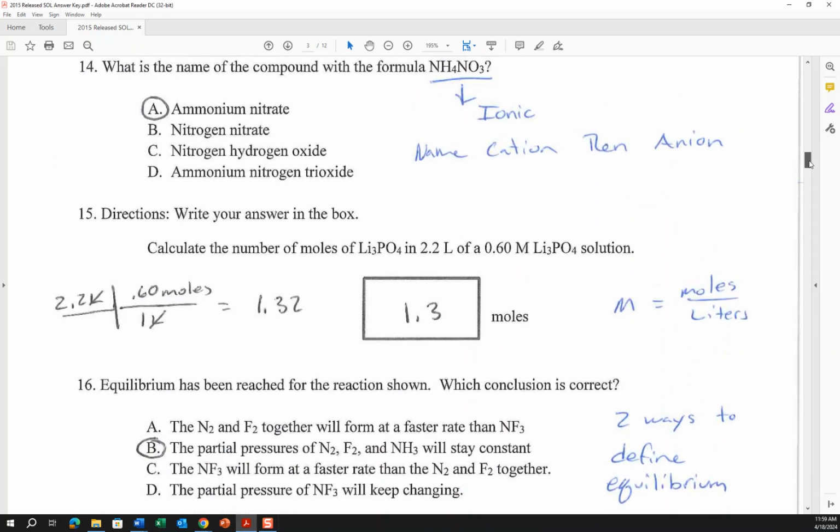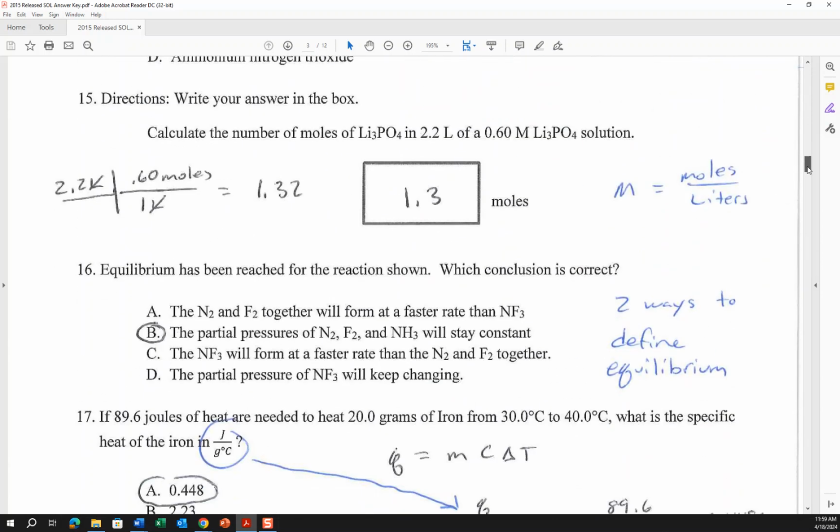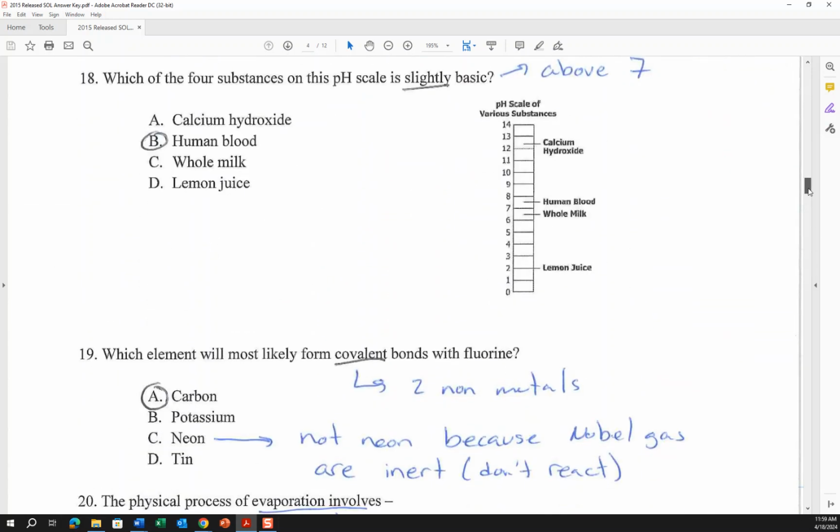Right, guys. So this is part two of going over the 2015 chemistry SOL. On part one, we finished on question 17, and now we're just going to pick back up at question 18. Okay. So which of the four substances on the pH scale are slightly basic?